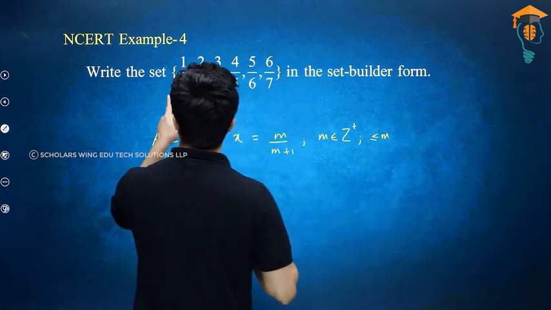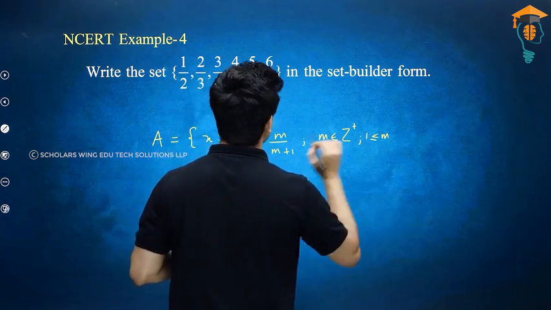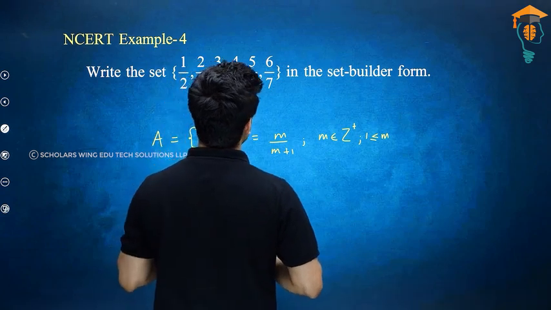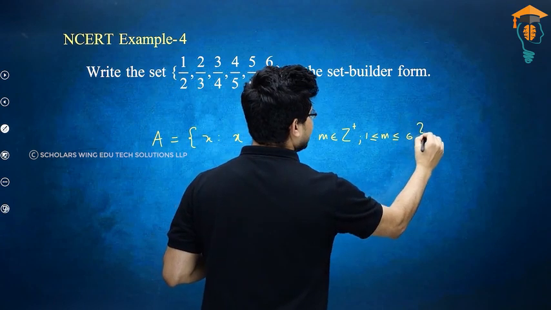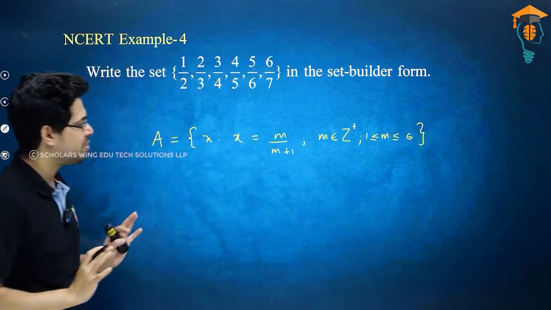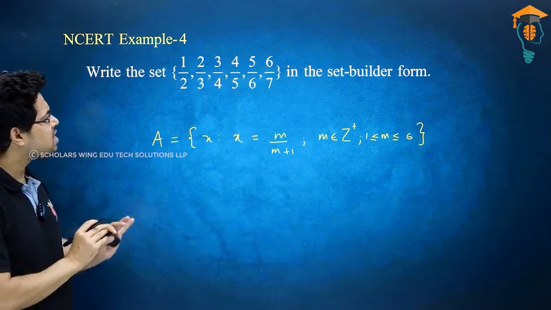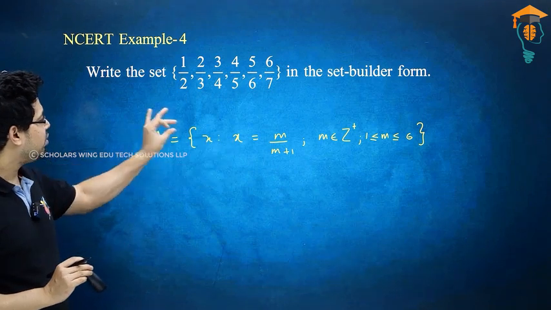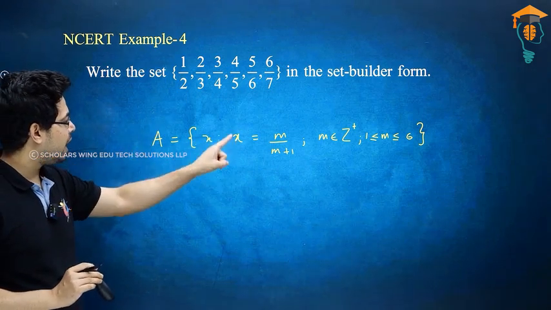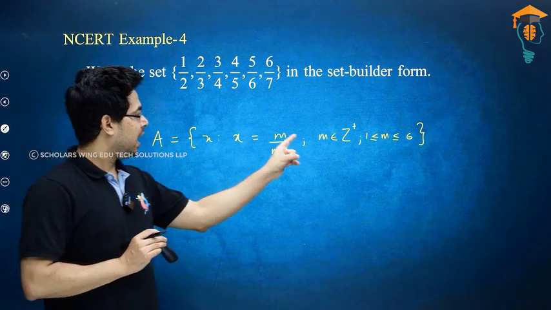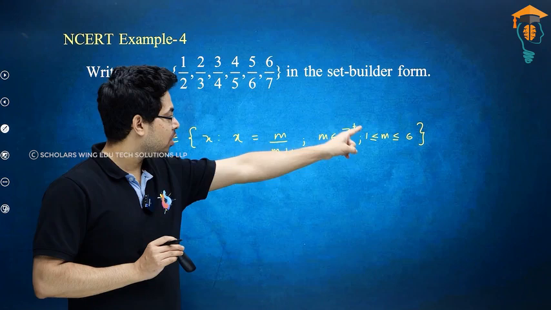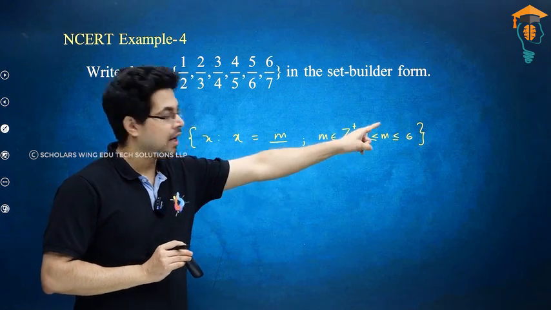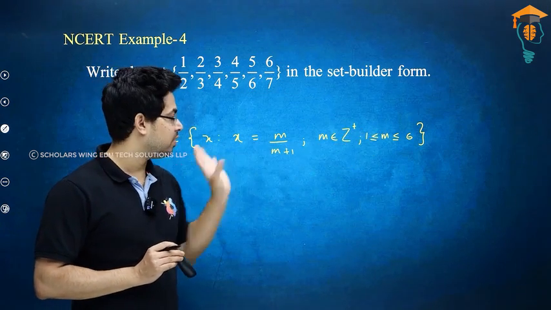All right, m is greater than or equal to 1, and it is less than or equal to 6. See, there are a lot of ways by which you can represent. This is one of the ways. A is equal to x, x belongs to m by m plus 1, m belongs to what? Positive integer. And also m is lying between 1 and 6. This is one of the ways.